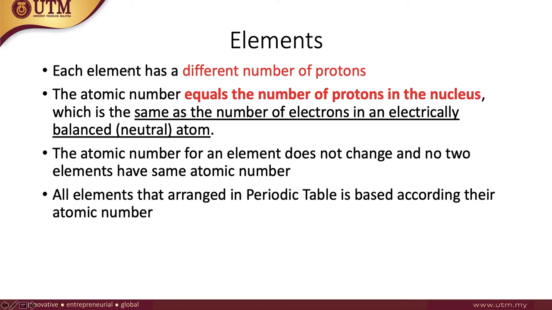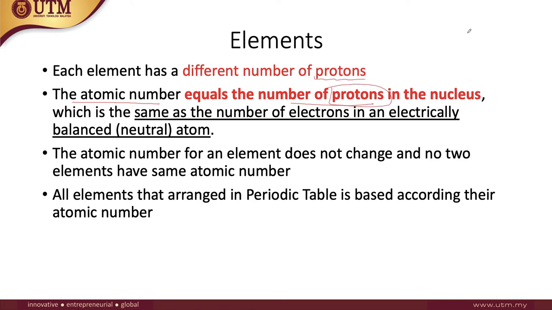Okay. Element. Each element has a different number of protons. Each element has their own number of protons. There are no two elements that have the same number of protons. So the atomic number equals the number of protons in the nucleus.